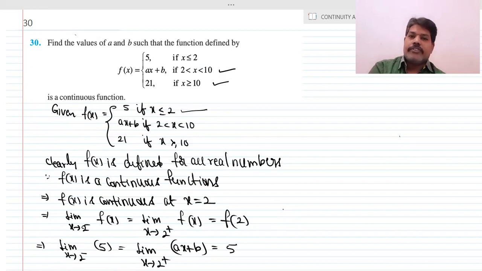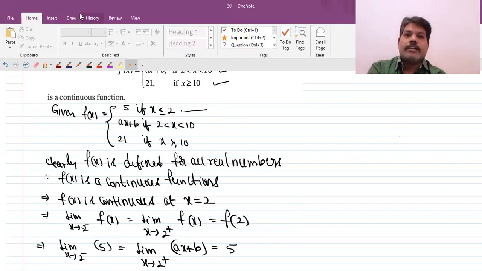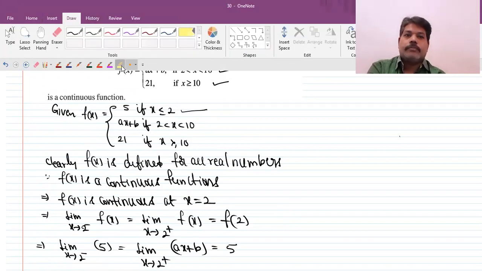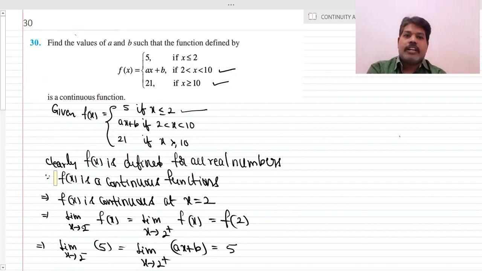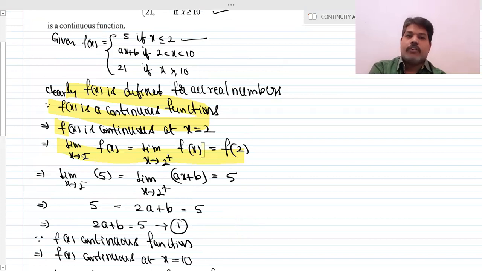So f of x is continuous, and automatically f of x is continuous at x equals 2 also. By the definition of a continuous function, the limit as x tends to 2 minus of f of x is equal to the limit as x tends to 2 plus of f of x, which is equal to f of 2.